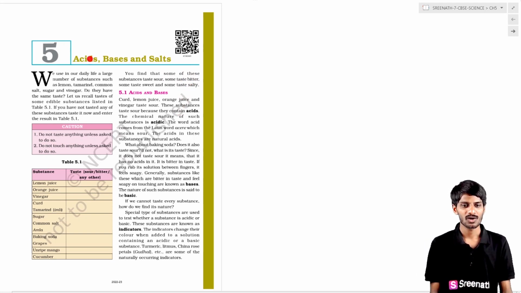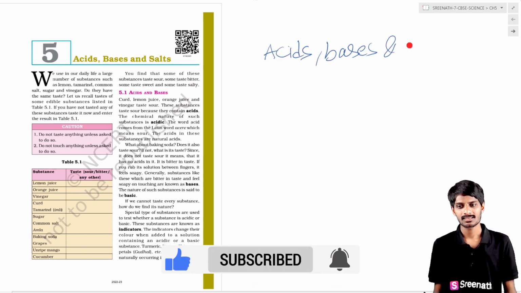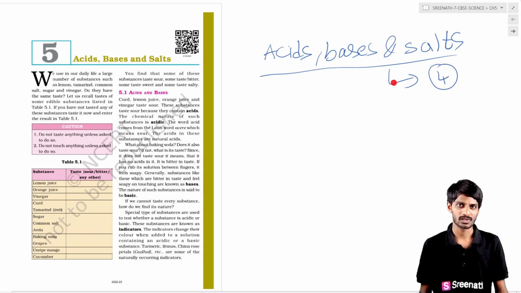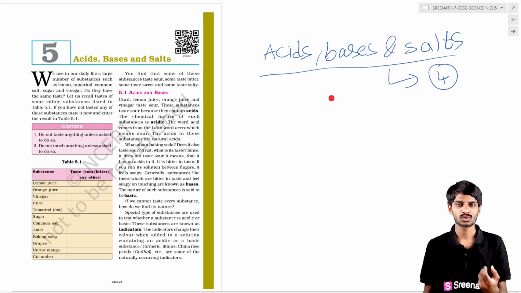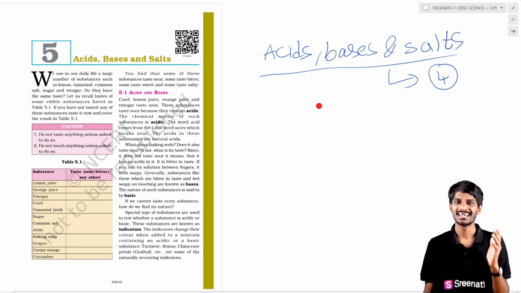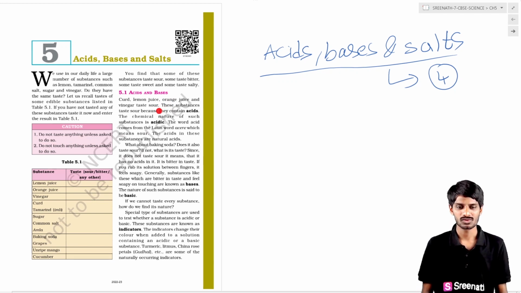Let's begin. Now, what is the chapter we are going to learn? That is acids, bases and salts. This is the chapter we are going to learn. How many topics do we have in this chapter? Basically, we have 4 topics. In the beginning, we are going to have an overview of all the 4 topics. After that, we will discuss each topic in detail. So let's join with us, friends. Now we are entering the overview session.